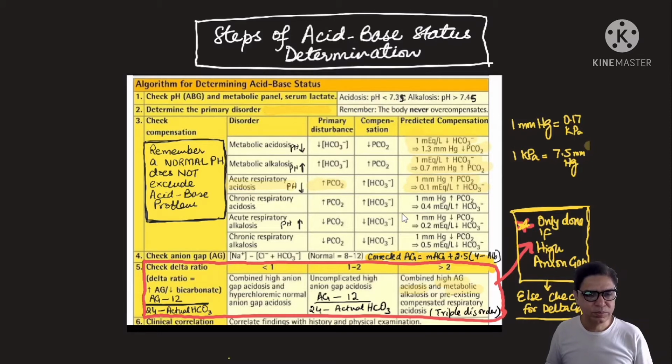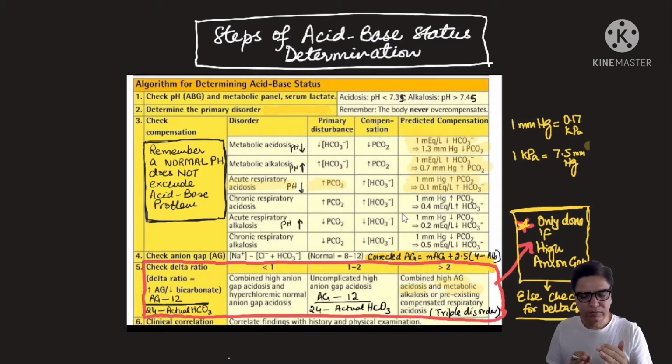Here, you should also keep one thing in mind. A normal pH does not exclude acid-base problems. So if the pH is normal, don't think that everything is normal. You still have to look at the PCO2 levels and the bicarbonate level, because sometimes the pH might be normal, but still the bicarbonate level is low. Well, that is an acidosis. If the pH is normal and the PCO2 is high, that might be respiratory acidosis. So a normal pH does not exclude an acid-base problem. You still have to go through the steps of looking at the PCO2 levels and the bicarbonate levels.